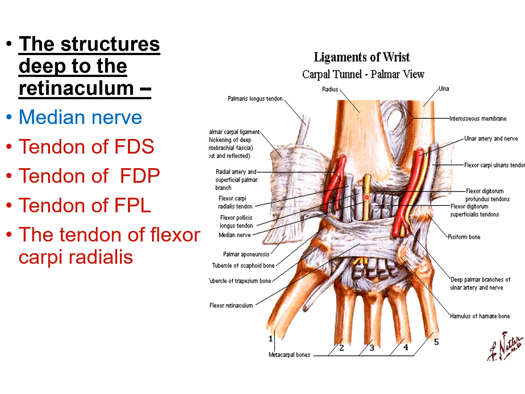The structures which pass deep to the flexor retinaculum are the median nerve, the tendon of flexor digitorum superficialis, the tendons of flexor digitorum profundus, the ulnar bursa and the radial bursa, the tendon of flexor pollicis longus, and the tendon of flexor carpi radialis. It lies between the retinaculum and its deep slip in the groove on the trapezium.